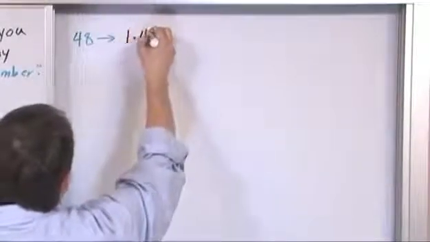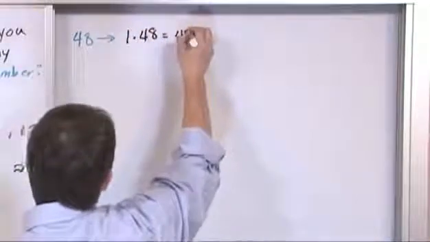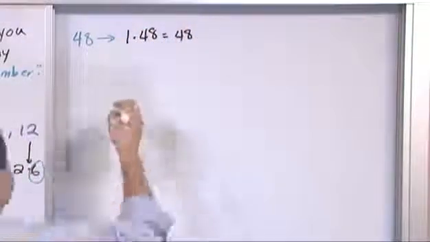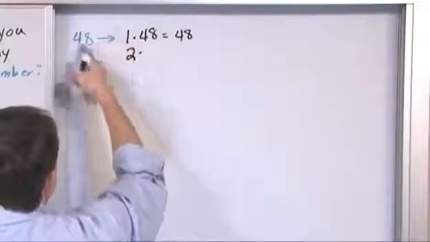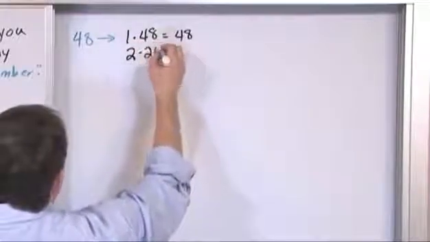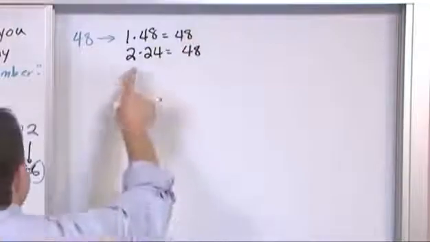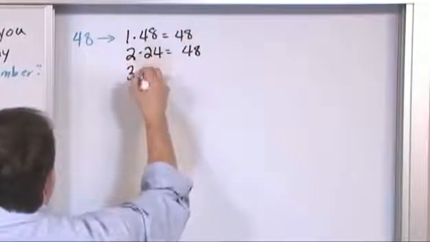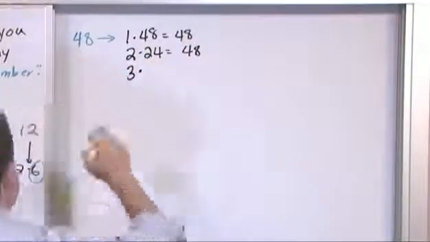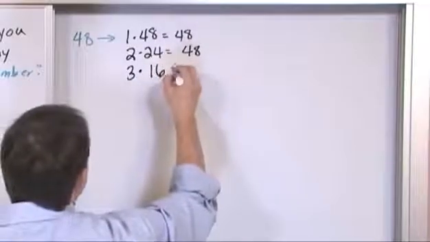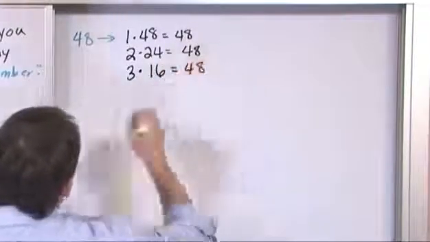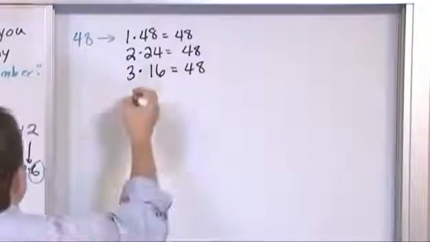1 times 48 is equal to 48. What else? 2 can be divided in here, and 2 times 24 is also equal to 48. What about the number 3? At first, you might not think the number 3 can go into this, but when you think about it, 3 times 16, if you get a pencil and paper out, you'll figure out that that's also equal to 48.